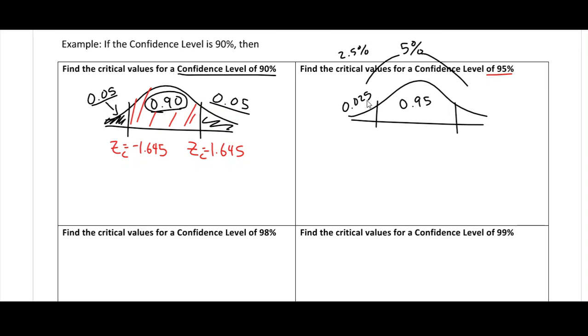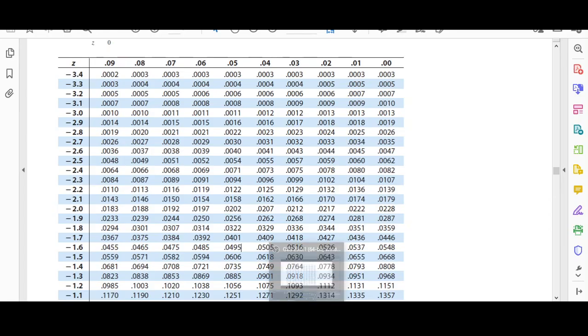And again, we'll just look this up on our z-table to figure out what our critical score should be. So I'm going to go ahead and open that up. 0.025. Let's see here. That's 0.0, and right there, 0.025. Exactly, on the dot. 0.025 gives us a critical score of negative 1.96.